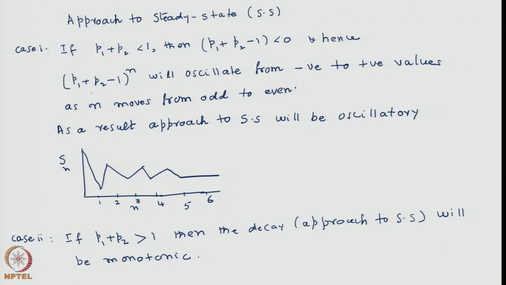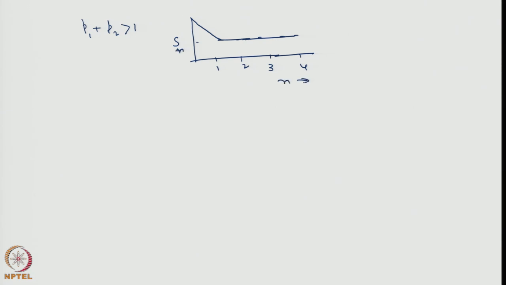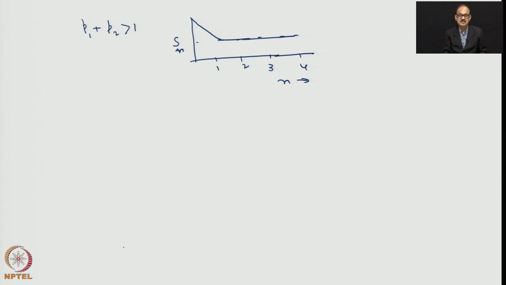That is because when P1 plus P2 is more than 1, this term is positive, it will successively decrease, but all the time remain successively less every time n increases. So, that would look something like this. So, for the case P1 plus P2 greater than 1, we are going to have, diagrammatically saying, the transience would look something like this, it will reach a steady state, but it will follow a smooth monotonic decay. So, this is the probability Sn as n increases. So, this is n. So, it is basically an example to show how one can obtain transient solutions.